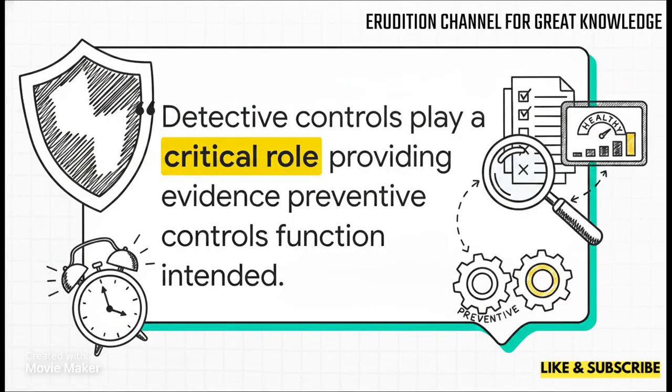There's actually a really fascinating symbiotic relationship between these two systems. Your alarm system basically proves whether or not your shield is working. Think about it. If your detective controls are constantly catching errors during reconciliations, well, that's a massive red flag that your preventive controls are failing at the front door. Detective controls provide that essential feedback loop management absolutely needs to gauge the true health of the business.